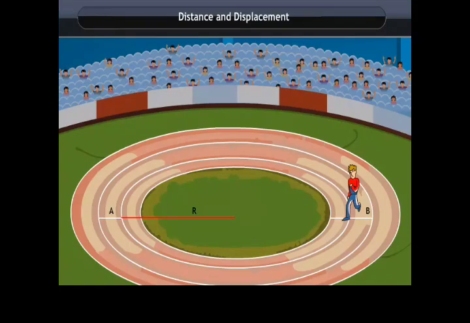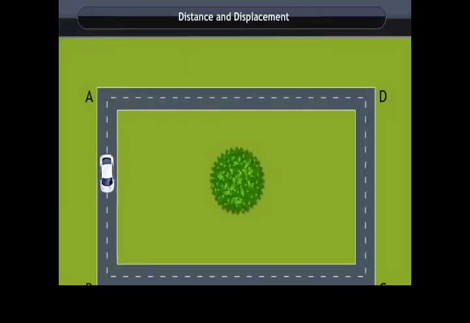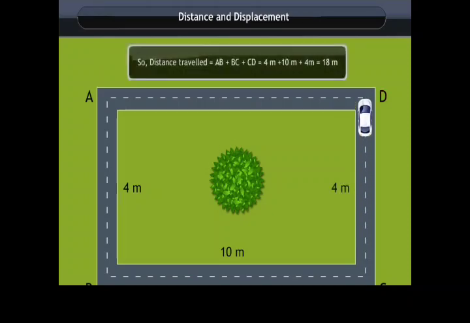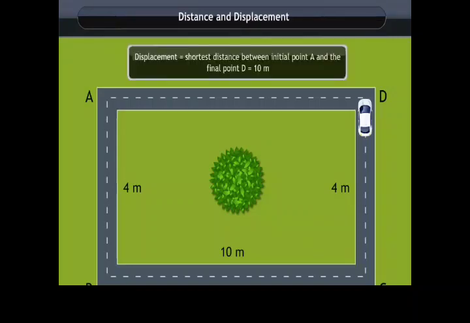Let us take another example. A car starts its journey from point A, moves 4 meters and reaches point B. Then it takes a left turn and travels 10 meters and reaches point C. Again it takes a left turn and travels 4 meters and stops at point D. So the distance traveled is AB plus BC plus CD, equal to 4 meters plus 10 meters plus 4 meters, equal to 18 meters. Displacement is equal to the shortest distance between the initial point A and the final point D, which is 10 meters.